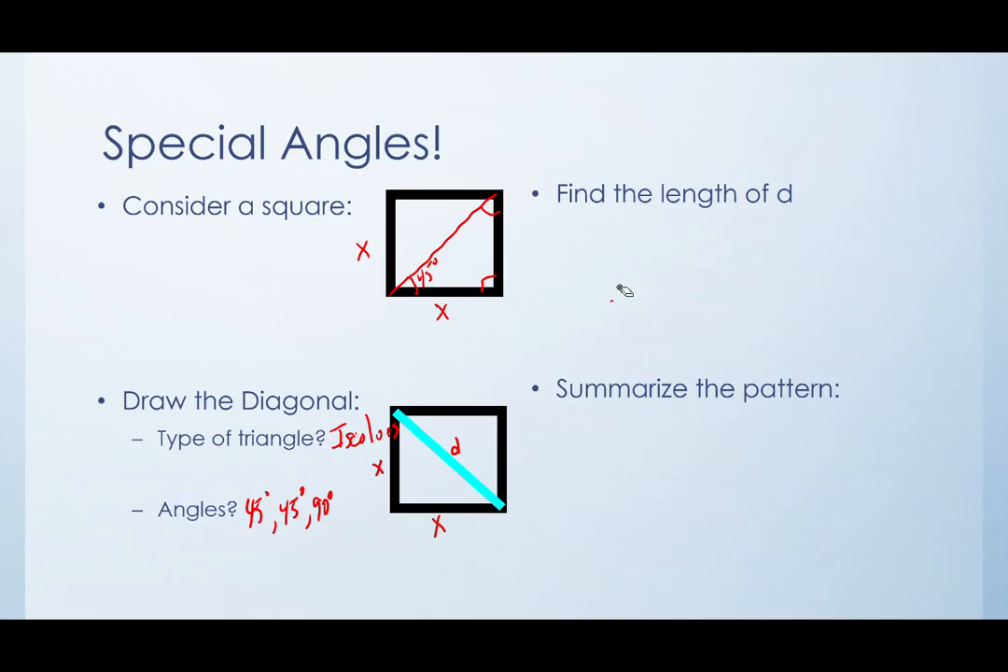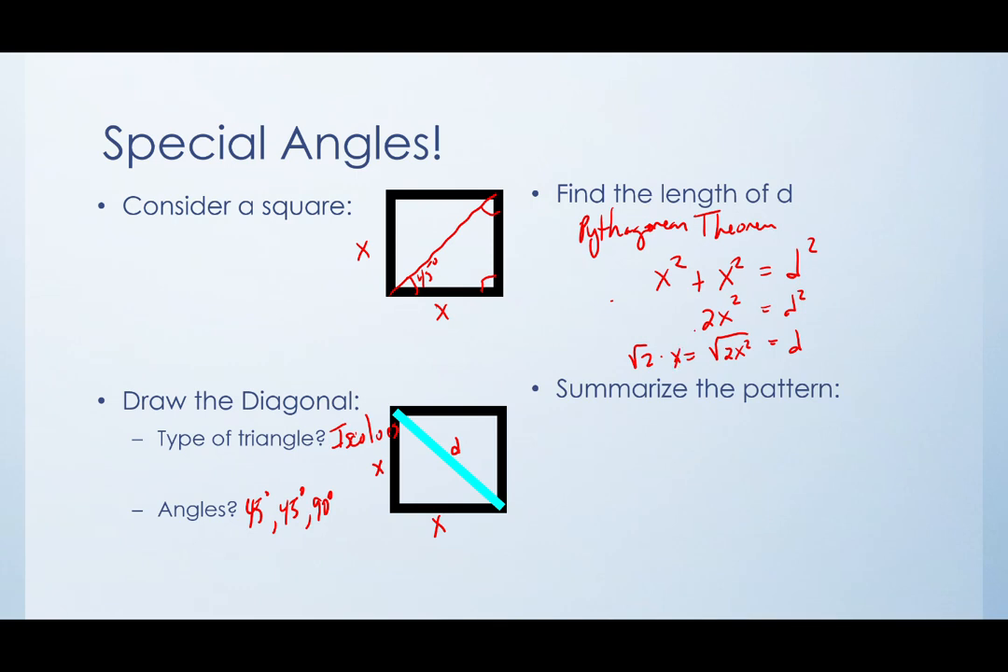And of course, we're going to do that with the Pythagorean theorem. So we're going to say, hey, I got one side x, so x squared plus the other side squared equals the diagonal squared, right? a squared plus b squared equals c squared. So we've got 2x squared equals d squared. d is equal to the square root of 2x squared, which is root 2 times x.